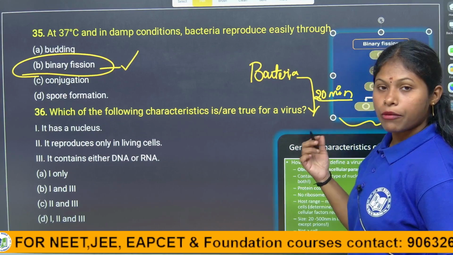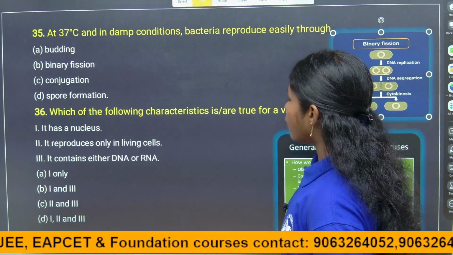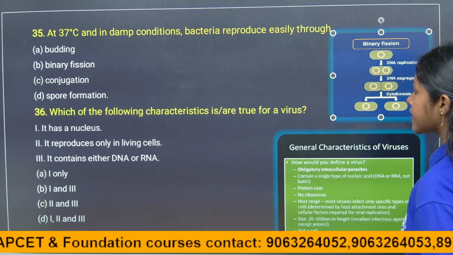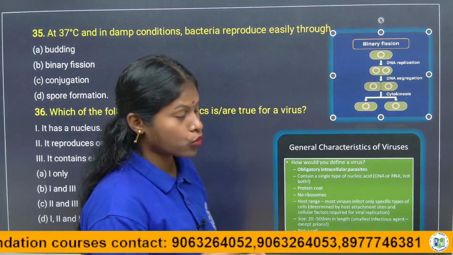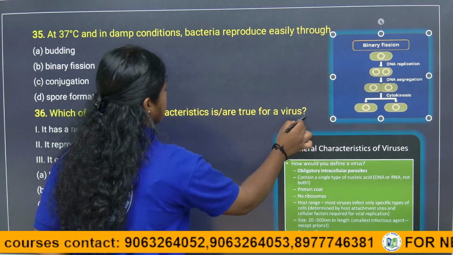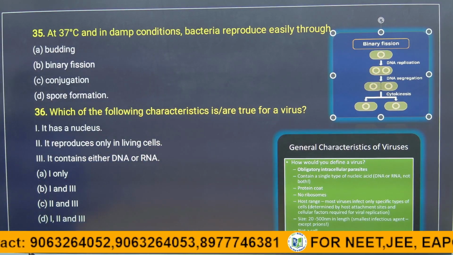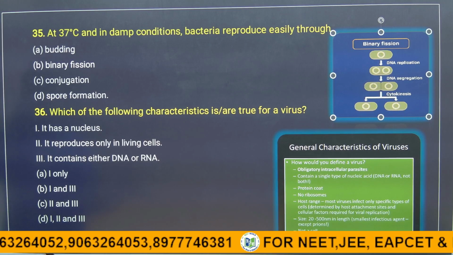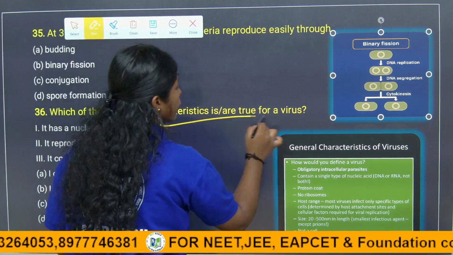This is also one type of question they may ask children, so we have to remember this. The next question: which of the following characteristics are true for a virus? They are asking which characteristics are true according to the virus. Okay, let's see, children. One minute. True for the virus.